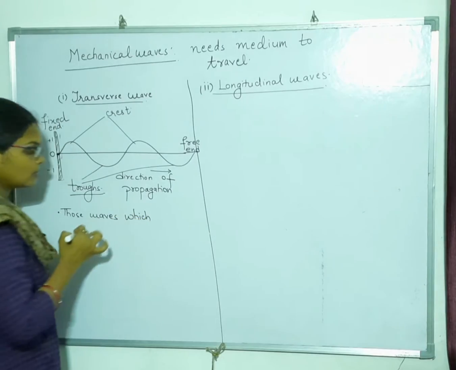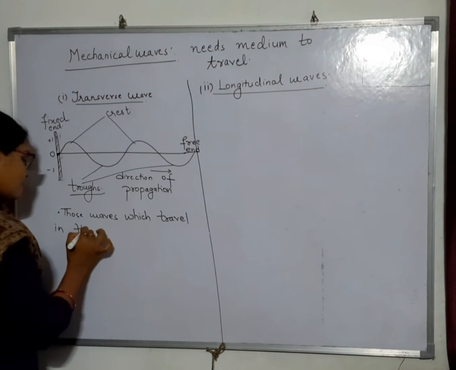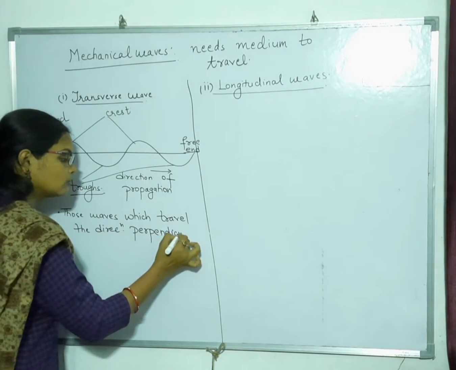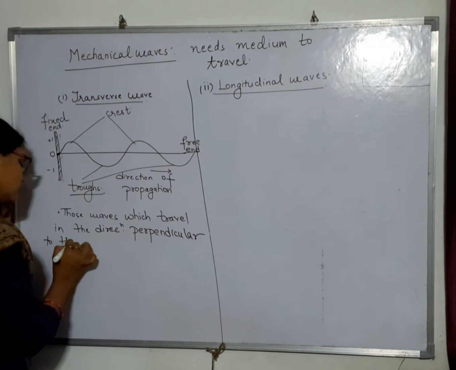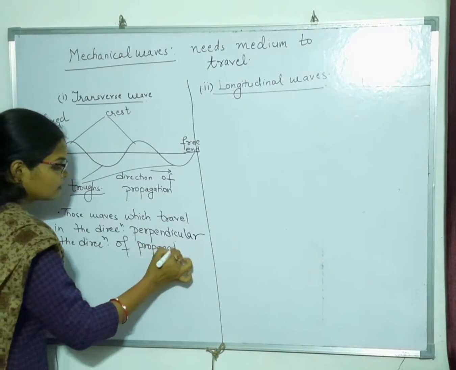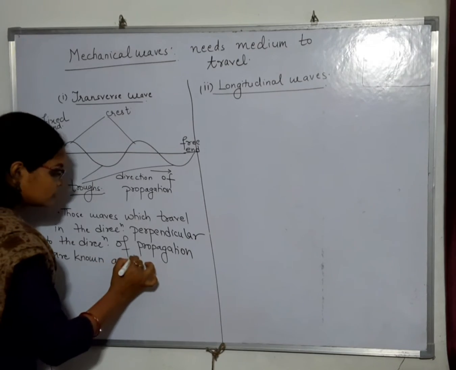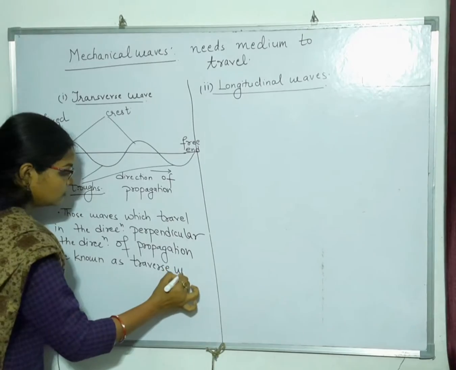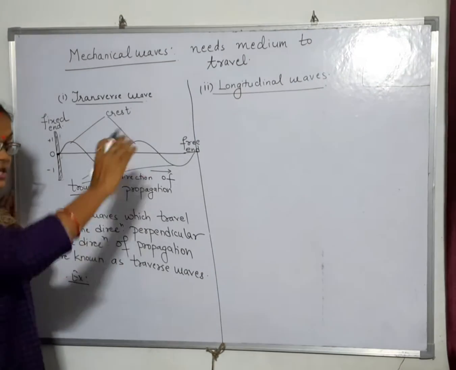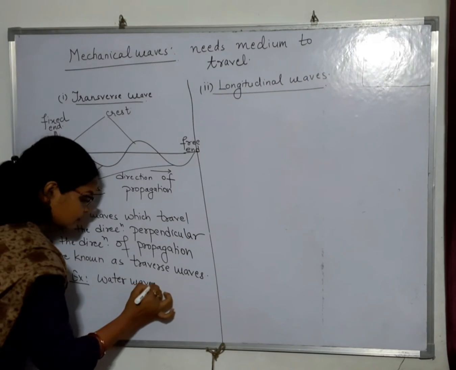those waves which travel in the direction perpendicular to the direction of propagation are known as transverse waves. For example, water waves. If you have seen water waves, they travel like this.